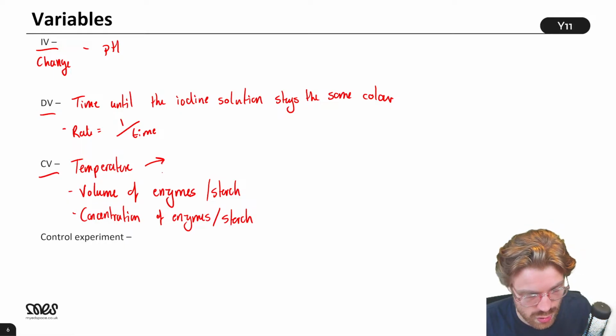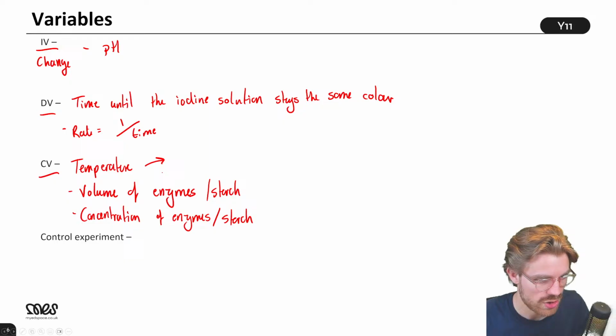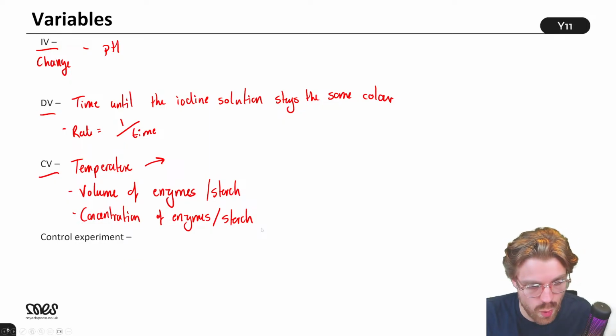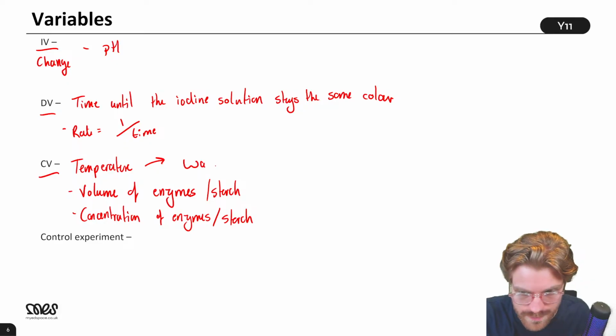Let's have a little think about how we can keep these the same. So how would I control the temperature? How would I control the temperature? Great there, Kenzie. Yeah, very good. Yashi as well. It is a water bath. Great there, team. Very good.